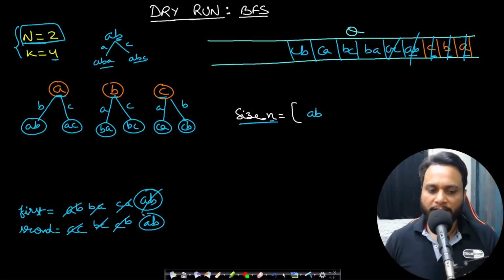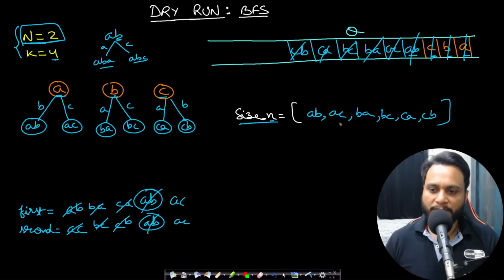Take out AC, reassign them to AC. If you find the size, it is again equal to n. So push AC into the size n happy strings. We are done. We will not be producing any longer happy strings. Same goes for BA. You just push BA. Same goes for BC. You push BC. CA, push CA. And CB, push CB. And when the queue is empty, we will be stopping here.